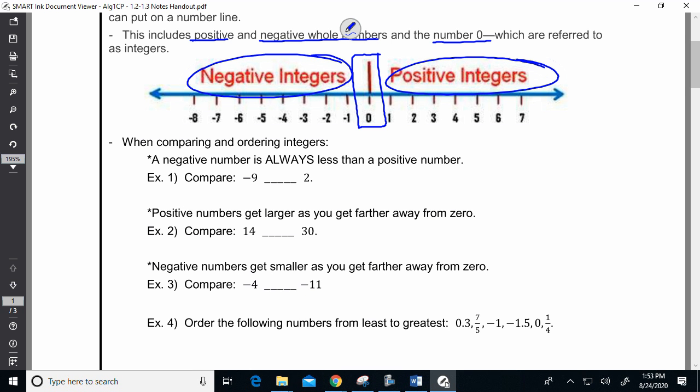So, first thing to keep in mind, a negative number is always less than a positive number. That's always. So if you have -9 and 2, -9 is always less than 2. Remember, the open mouth goes to the bigger number.